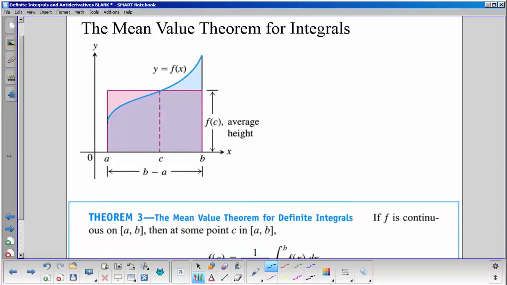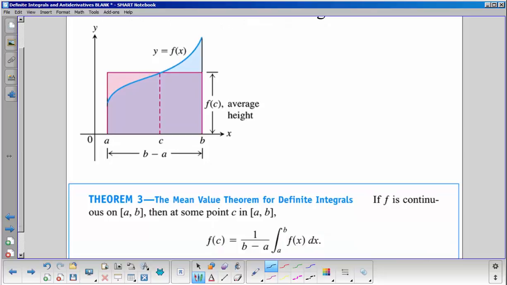The mean value theorem for integrals. You knew that there had to be a mean value for integrals because there was one for derivatives, right? Of course. Okay, so at the moment, I'm going to ask you to take out that second piece of paper.